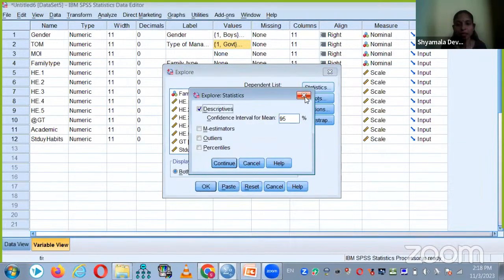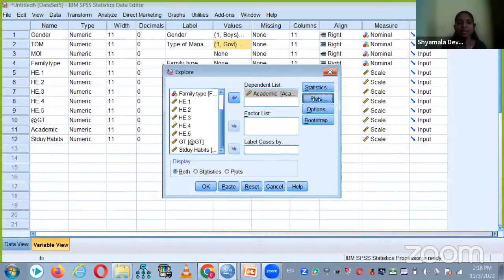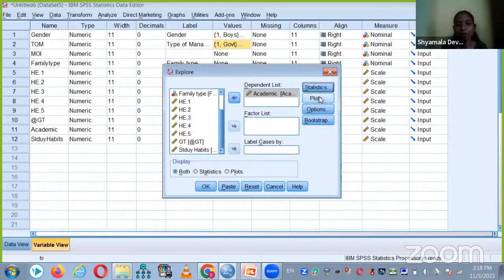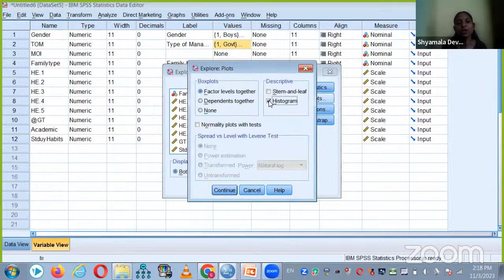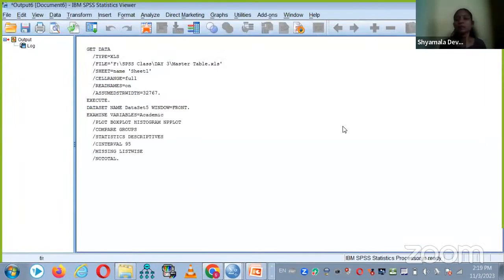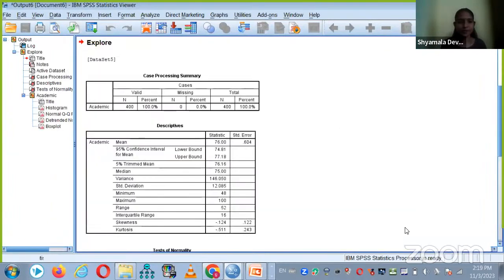Under statistics, okay, let it be. And under plots, yes, this is very important. Under statistics, if you want mean and standard deviation, you have to check the descriptive column. Continue, and then you have to check plots. Here, I want the histogram, because only with the help of a histogram can I check whether it is a normal probability curve or it is skewed or not. I also want normality plots with tests. So you have to check both the histogram and normality plots with tests. With that, continue. Okay. Now the output will be generated.